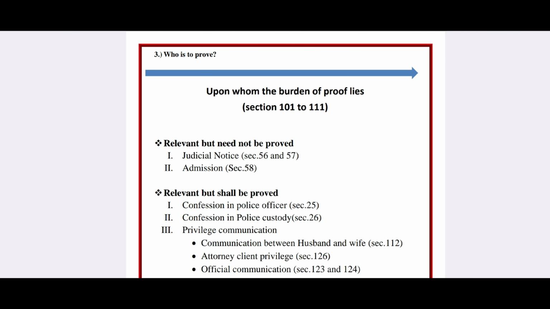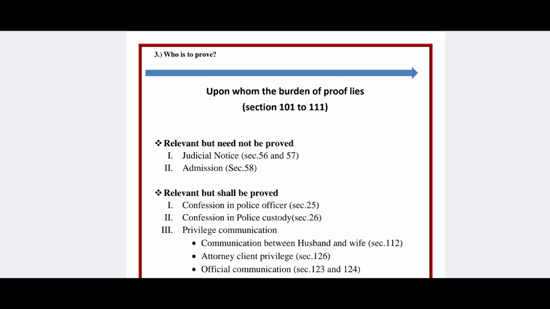Here, upon whom the burden of proof lies. Those provisions are dealt with under sections 102 to 111. For example, if a murder takes place, the prosecution side has to prove that the accused has done the murder. The prosecution has the burden of proof. Suppose the accused denies, for example, that the murder took place in Chennai, and says that at that time he was in Delhi. Here the accused has to prove that. Those provisions are dealt with under sections 102 to 111.